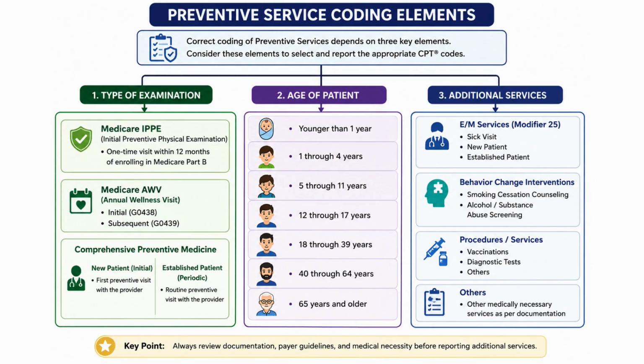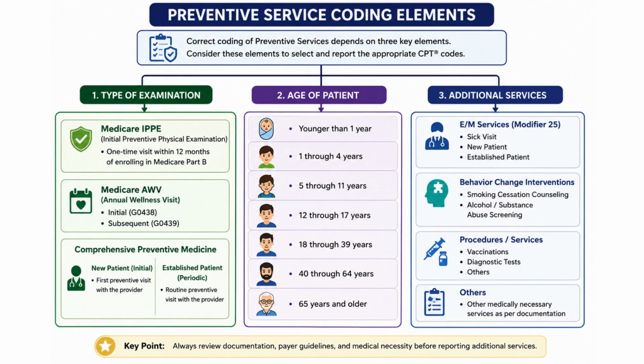In this slide, we'll look at the key elements required to correctly code preventive services. There are three main factors that determine the appropriate CPT code. The first factor is the type of examination. This includes Medicare Initial Preventive Physical Examination, or IPPE, the Medicare Annual Wellness Visit, and comprehensive preventive medicine services for both new and established patients.